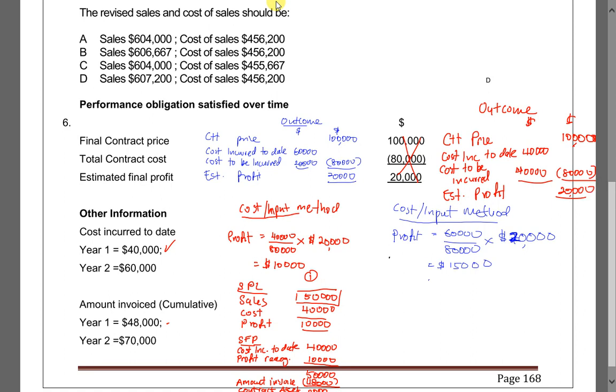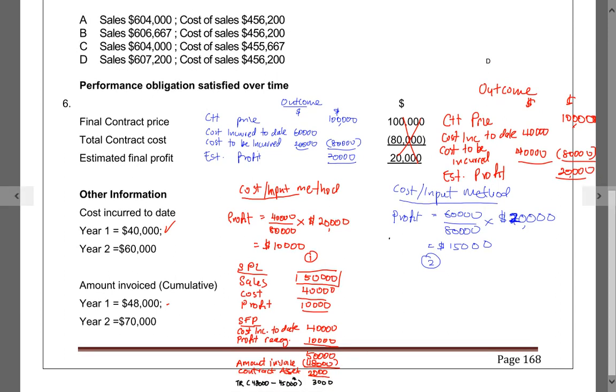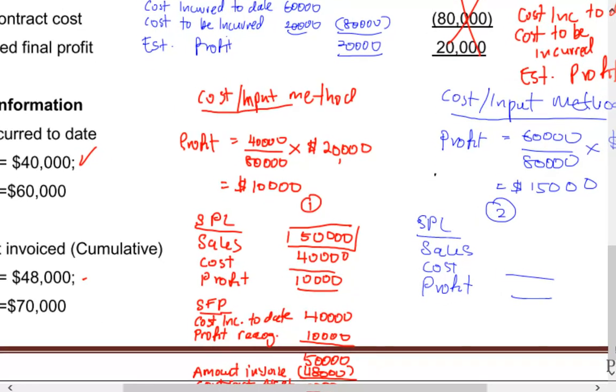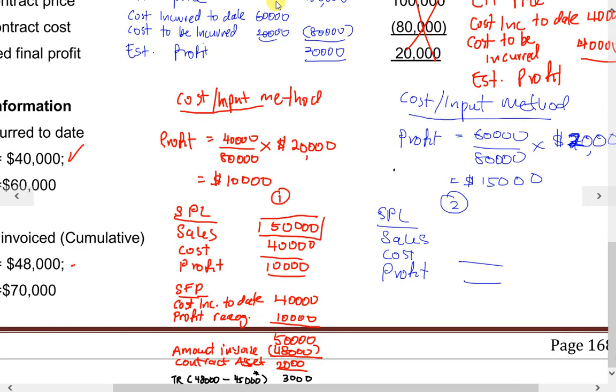So second year, SPL, sales, cost, and profit. We have cost. How much is my cost to be recognized in second year? 20. Okay, because total is 60. Last year already in total recognized 40. So this year only 20.